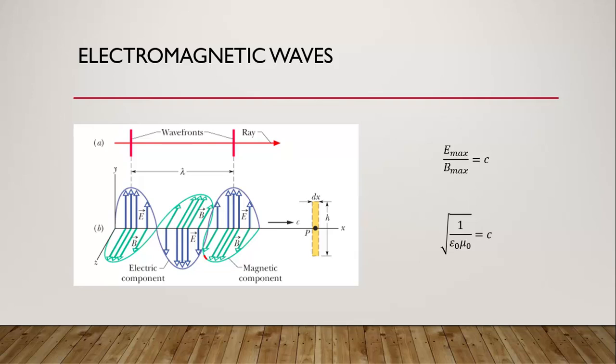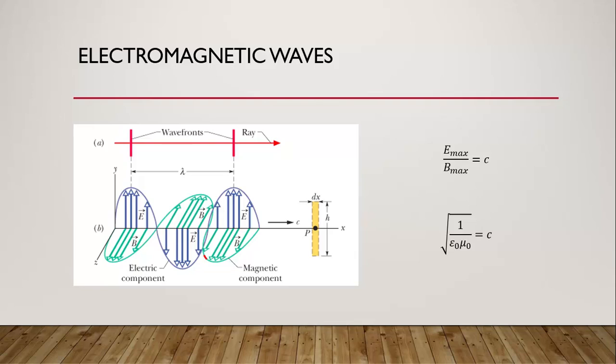Now the one thing to point out is that in electromagnetic waves, because of the directions of things, the electric field and the magnetic field are always perpendicular to one another, and they're also always perpendicular to the direction of travel. Here the wave is traveling left to right, the electric field is up and down, the magnetic field is forward and back.